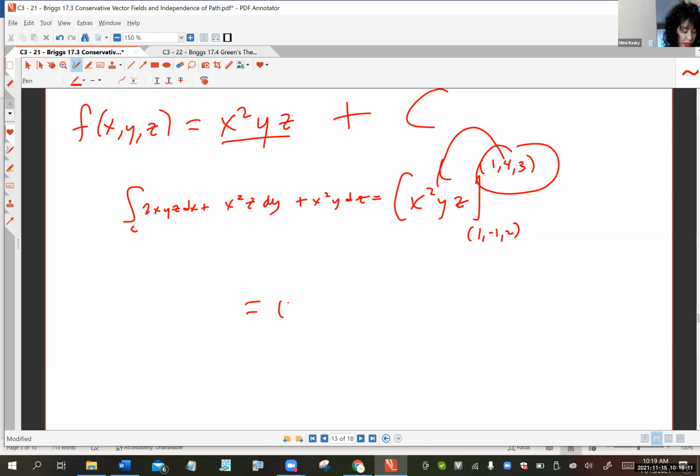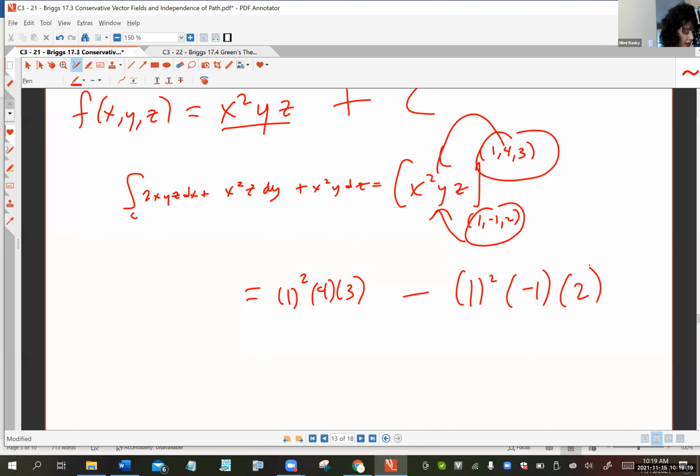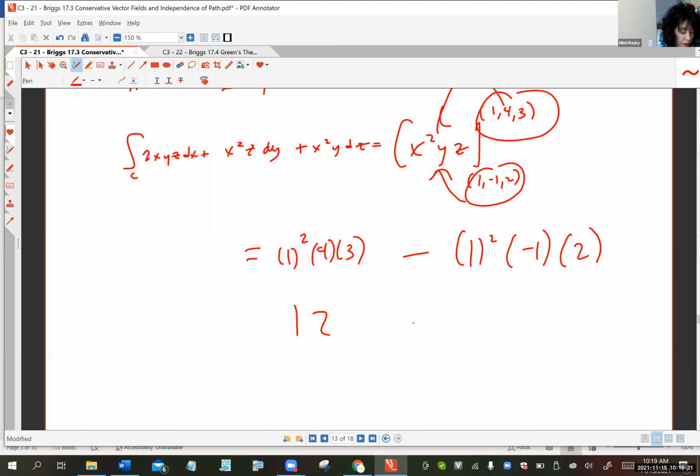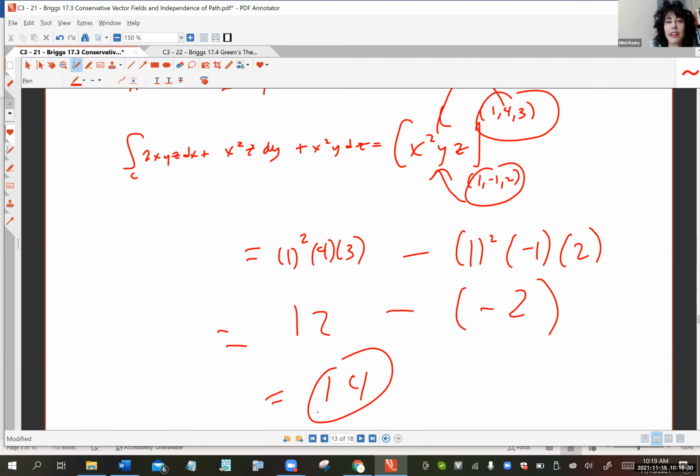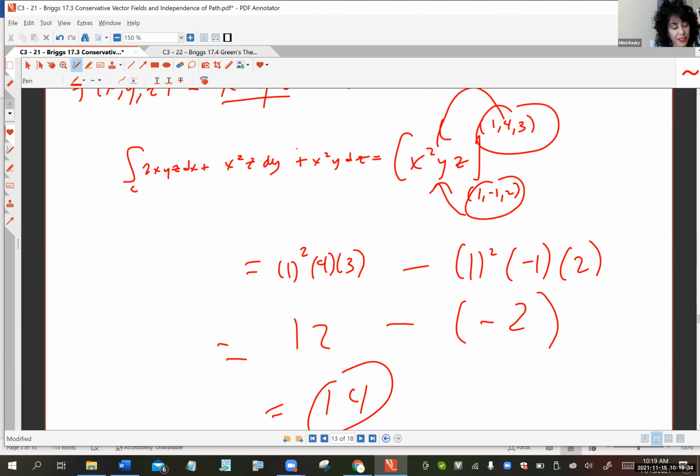Evaluate at the ending point first. You're just going to do a substitution minus the beginning point, and I get 12 minus a minus 2. It looks like I get a 14. And there's your final answer. Okay, I just did the line integral, got 14. Not too bad, right? So let's recap.